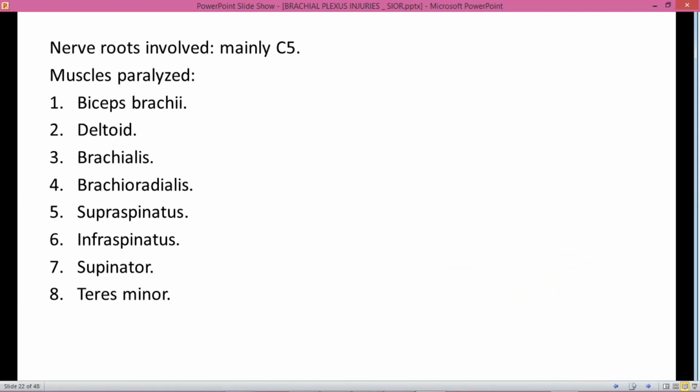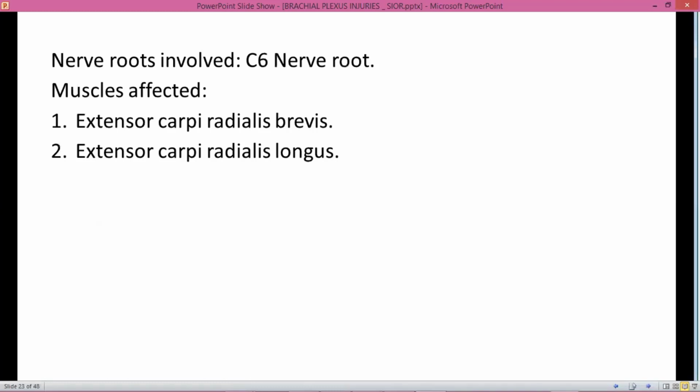If the nerve root involved is C5, which muscles will be paralyzed? The important muscles are biceps, deltoid, brachialis, brachioradialis, supraspinatus, infraspinatus, supinator, and teres minor. And if nerve root C6 is primarily involved, the muscles affected are ECRB and ECRL, which are extensor carpi radialis brevis and extensor carpi radialis longus.